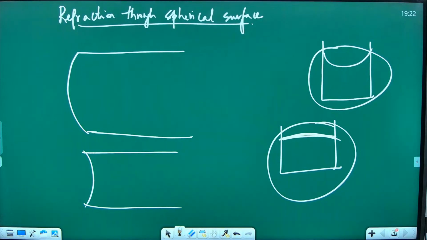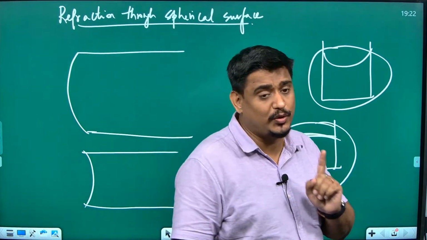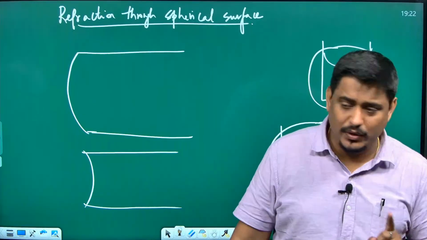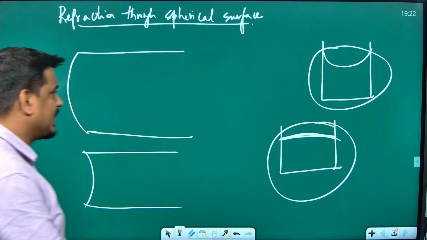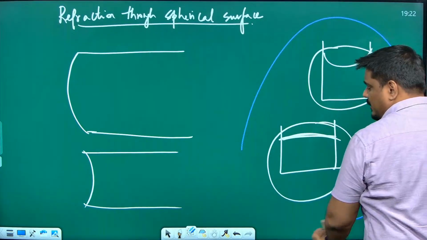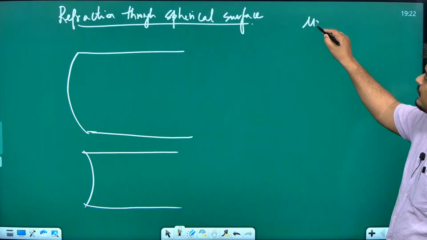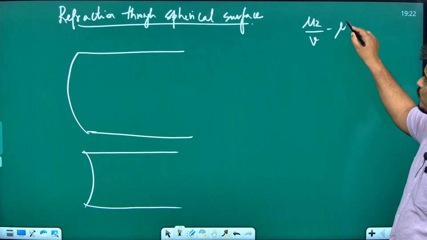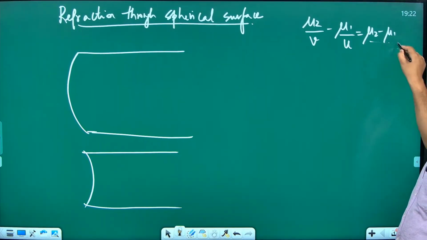Now we are going to derive a very important derivation for school examination. In your school examination, expect a derivation to come from this topic, refraction through spherical surface. I am even telling you what the end result is going to be. The final expression is going to be mu 2 by V minus mu 1 by U is equal to mu 2 minus mu 1 by R.